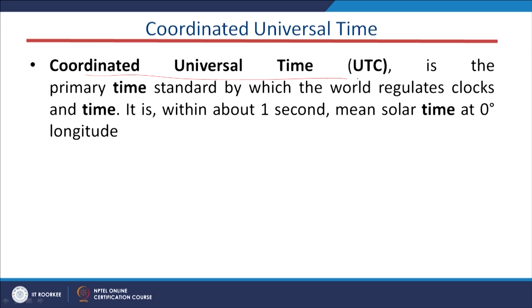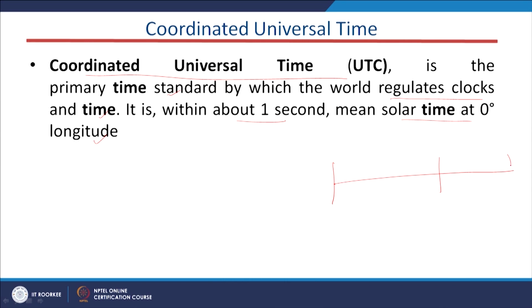UTC stands for Coordinated Universal Time, the primary time standard by which the world regulates clocks and time. It is within 1 second of solar time at 0 longitude. This is important. Using this UTC concept, if we have a number of buses in a network, the V1 phasor, V2 phasor, or V3 phasor can all be synchronized globally.